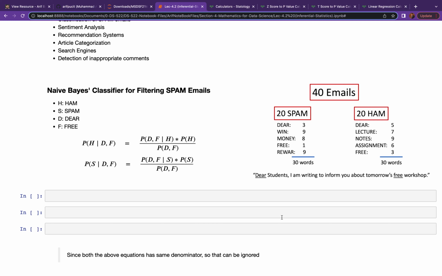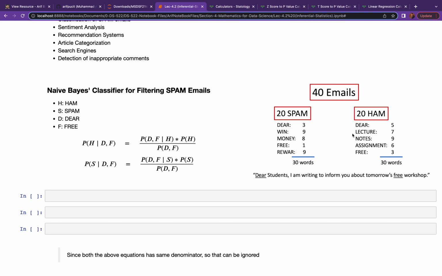Okay, let's suppose that we have 40 emails, and we know that 20 of them are spam and 20 of them are ham. We have gone through the spam emails and found out the count of some important words appearing in them as shown over here. The word dear appeared 3 times, win appeared 9 times, money appeared 8 times, and so on. And there are a total of 30 words that I have selected.